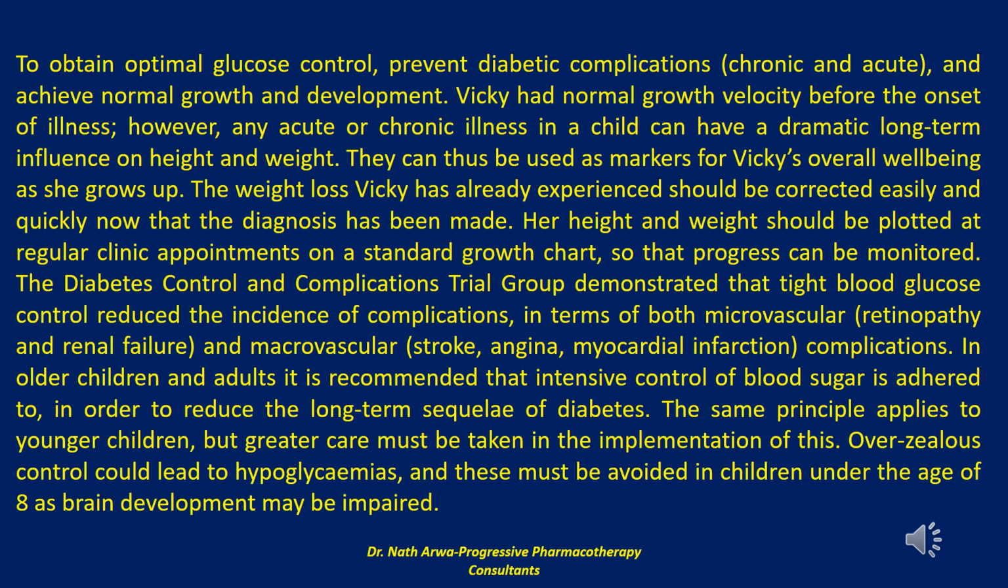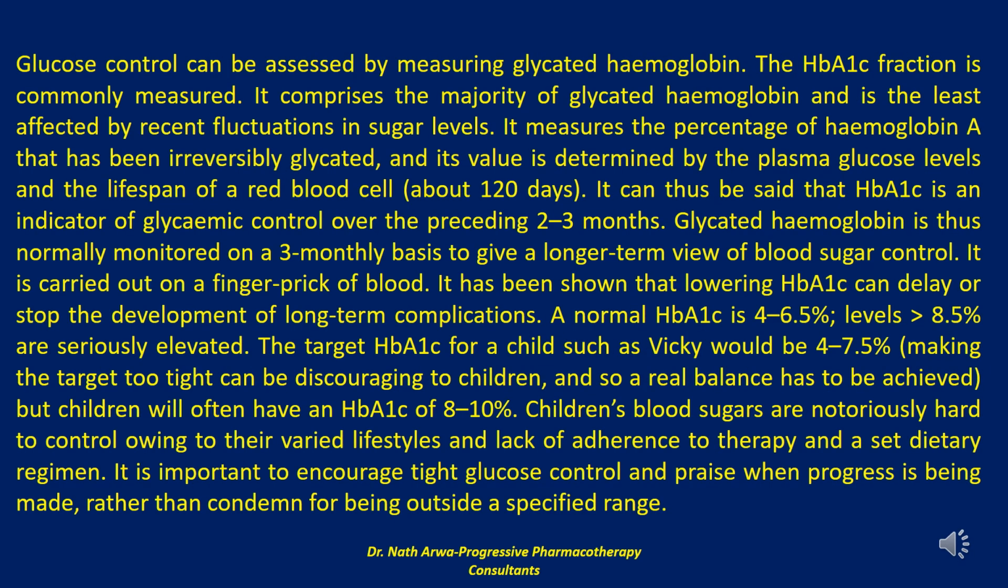The same principle applies to younger children, but greater care must be taken in the implementation of this. Overzealous control could lead to hypoglycemias, and these must be avoided in children under the age of 8 as brain development may be impaired. Glucose control can be assessed by measuring glycated hemoglobin.